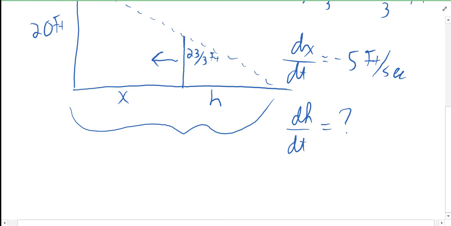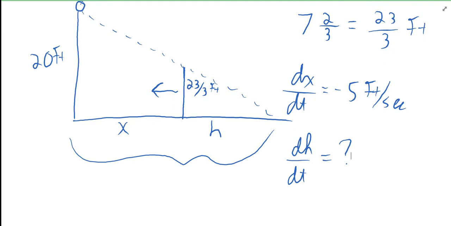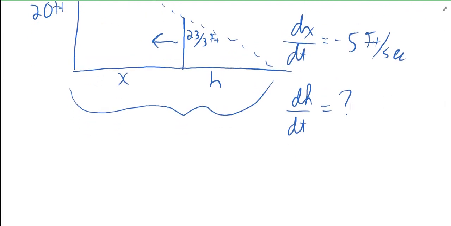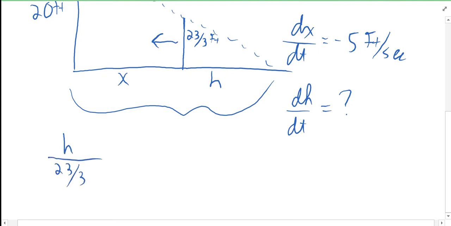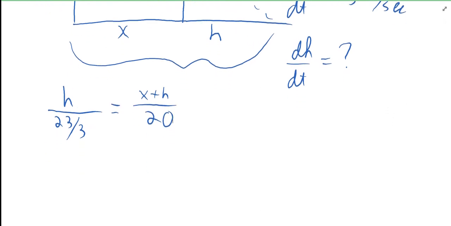In a question like this where they put the light in the air and the shadow's on the ground, it's still going to be similar triangles. It's almost the same as that drawing, just different things are changing. It's easier to set this up as h divided by 23/3, the smaller triangle, equal to, in the bigger triangle, the base x plus h over 20. We can derive this the way it is right now, but I'm going to simplify because it's going to make it a whole lot easier. You guys are going to love this.